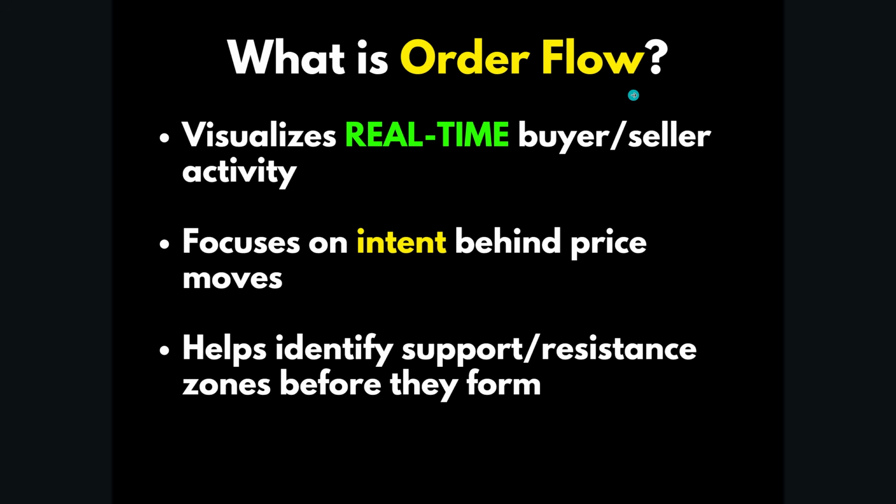So first off, what is order flow? Order flow is simply the study of real-time buying and selling pressure. Instead of just reacting to price, you're analyzing why price is moving. It gives you an inside look into where large participants are placing their orders, whether they're trying to accumulate, dump, or defend a level. So we are seeing in real time where buyers and sellers are. We're able to focus on the intent behind price movement, and it helps us identify support and resistance zones before they form.